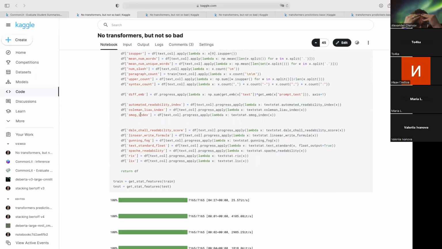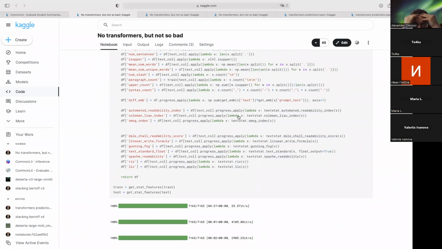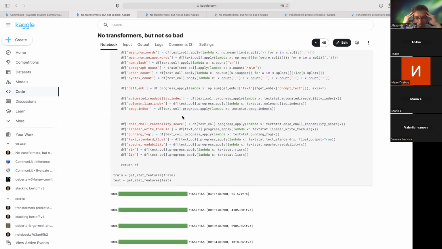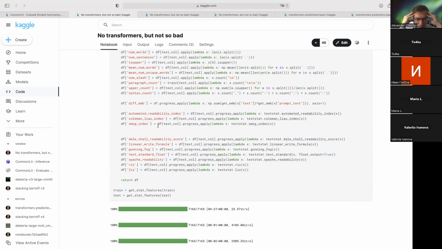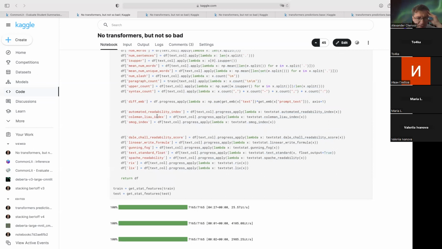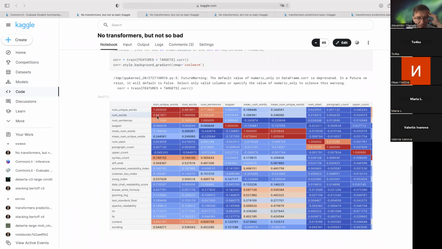Yes. Here I use the great Python library TextStat. TextStat has well-known things to quantify the quality and readability of text, and I think this library has good features which you can use in this competition. Okay, great. And how many features? About 20 or 30, less than 30. And so the first model is trained on only these 30 features. Is it correct?